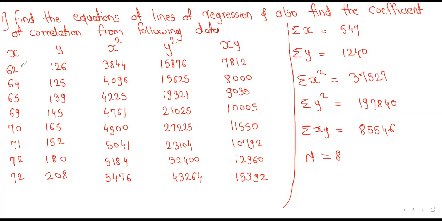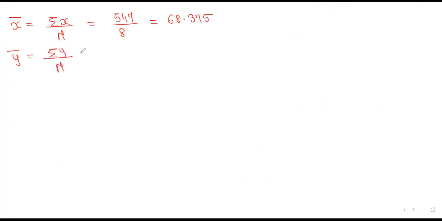Now we have to find x bar and y bar. ठीक है? So x bar म्हणजे काय असणार आहे? Addition of all the terms of x divided by capital N. Yes. So x bar is equal to summation of x divided by capital N. So summation of x is 547 divided by capital N is 8. So x bar is equal to 68.375, and y bar is equal to addition of all the terms of y divided by capital N.